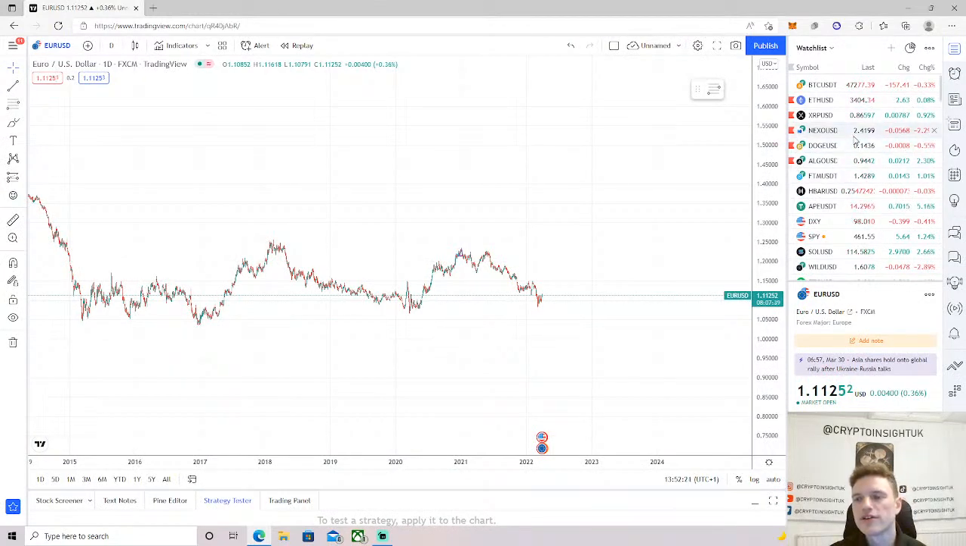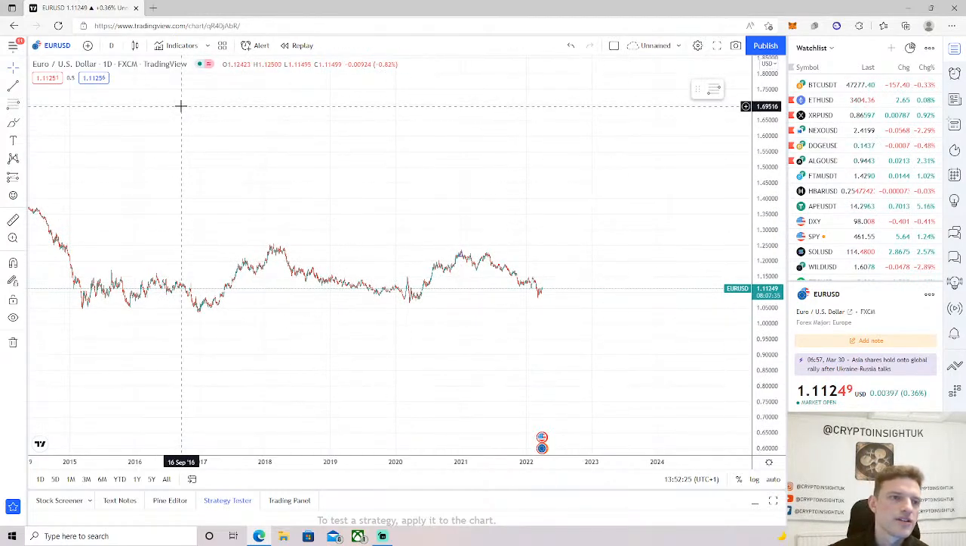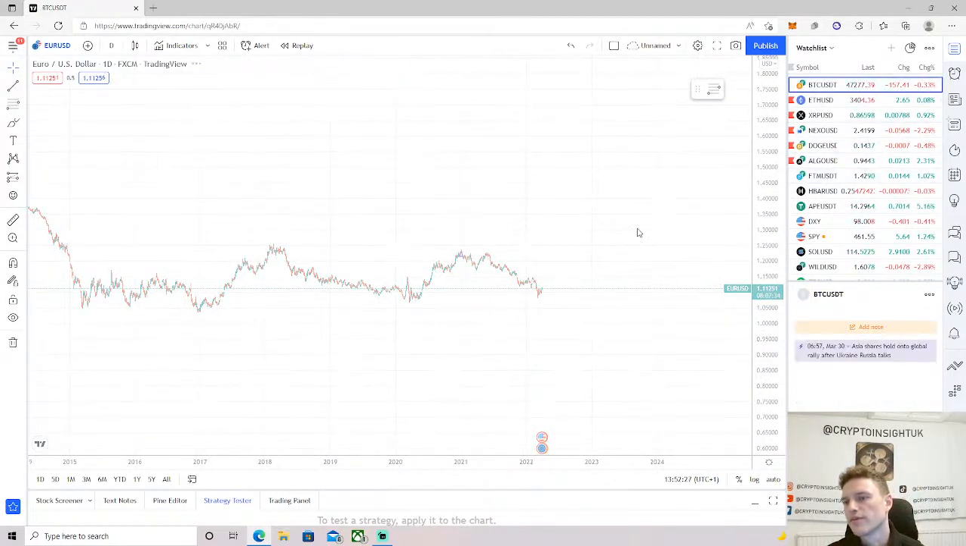Don't judge me holding Doge at the minute. I do think that we may see a meme coin pump soon if we do start to get some retail eyes back in the market, so that's why I'm holding Doge.